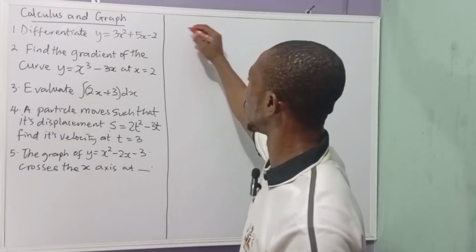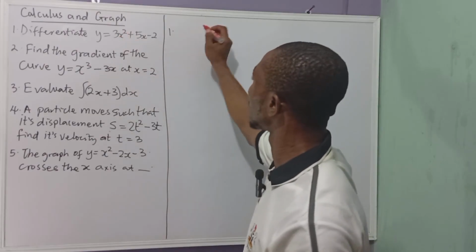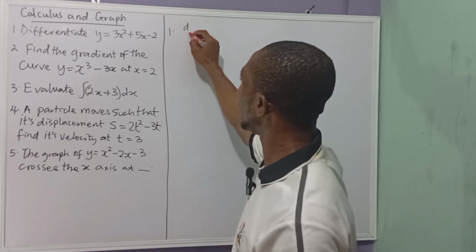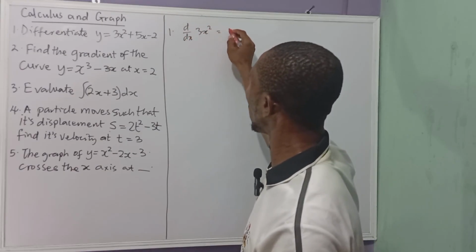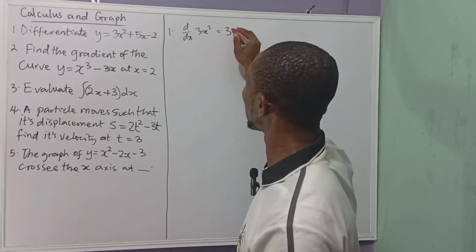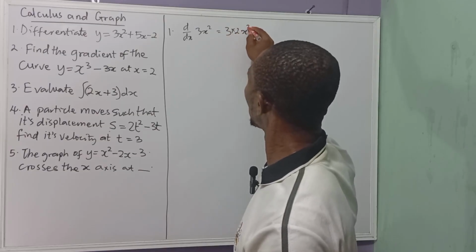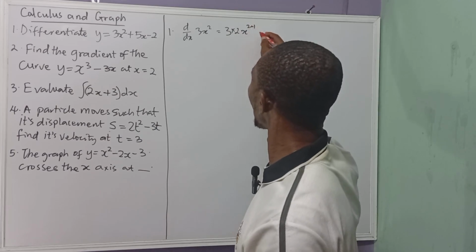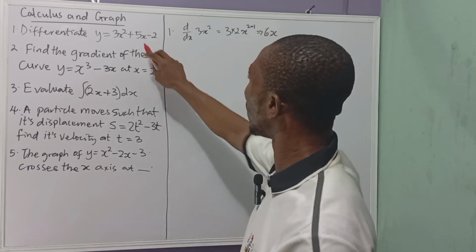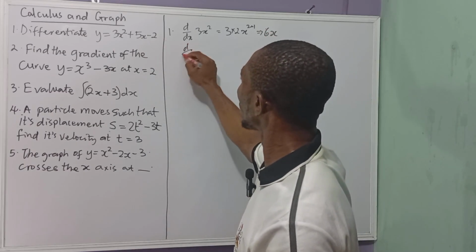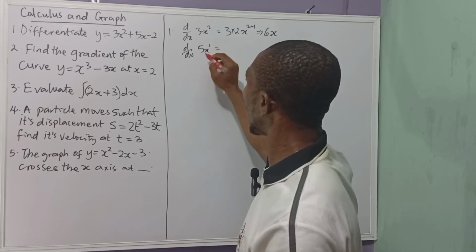2. To differentiate, we have to multiply this with this. So the x of 3x squared becomes 3 times 2, x to the 2 minus 1. So this becomes 6x.